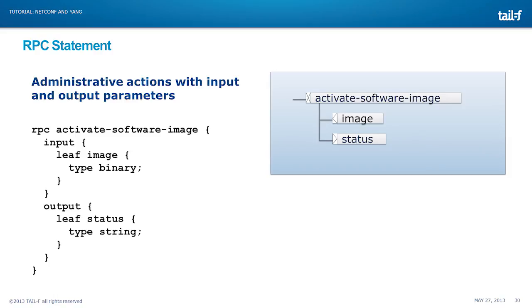So here we show a simple RPC definition. RPCs have a name. This will be the actual RPC name used in the NetConf protocol when the RPC request comes from the management station. The RPC can have both input and output parameters declared for it. Here, we have a simple parameter declaration. We have one input leaf called image, one output leaf called status. You can have any sort of YANG hierarchy within those input and output parameter declarations. They could be a container, could be lists, whatever meets your actual needs.